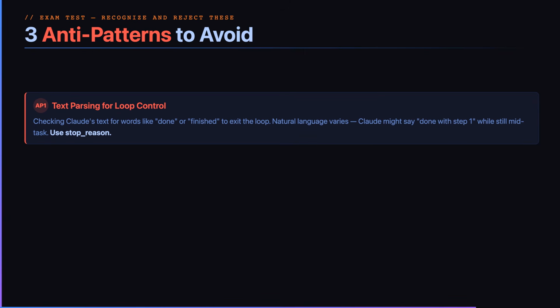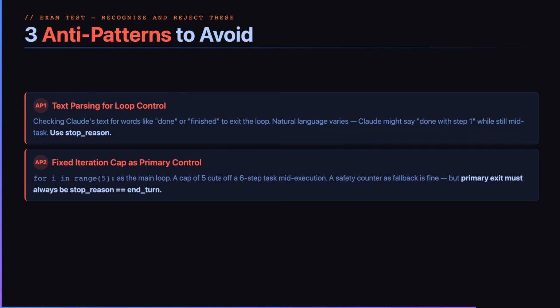Use it. Anti-pattern 2. Fixed iteration cap as primary loop control. Using for i in range(5) as the main mechanism. A cap of 5 cuts off a 6-step task at the worst possible moment. A safety counter is fine, and you should have one as a fallback. But the primary exit condition must always be stop_reason equals end_turn.